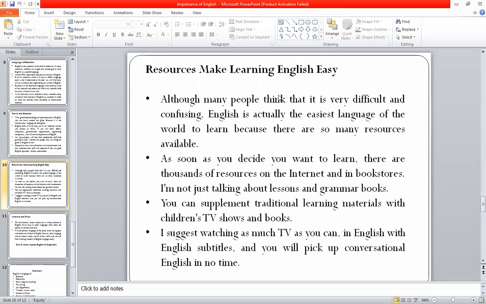So after watching different TV shows, if you are reading some content regularly, if you are reading some books, if you are watching children's TV shows, then it will become possible that you will start speaking in English. Okay, and for that you will have to make your conversations with the help of this language. Okay, so this is about the resources that make learning English easy.